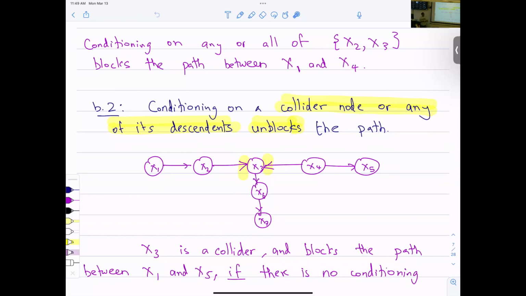You said you only look at a path, so why do you have a separate thing, X6, X7? Because conditioning on a collider or any of its descendants unblocks a path. When you're conditioning on a node, you need to check all descendants of colliders. This is the path I care about, but there happens to be a collider on it, so I need to look at all its descendants. Why do I need this rule?